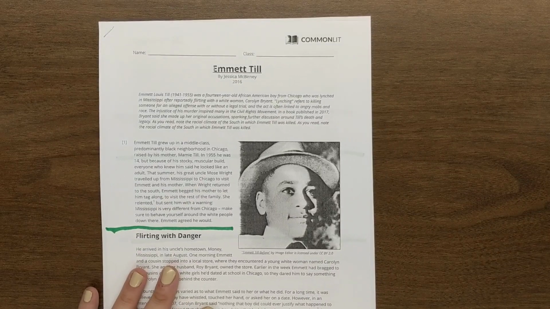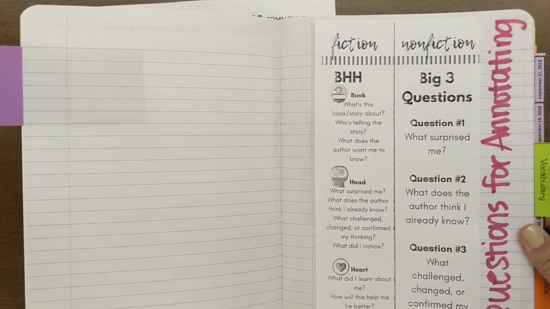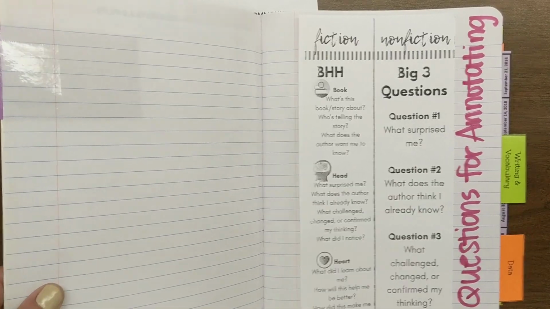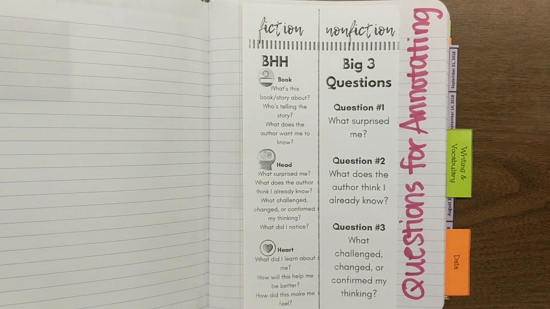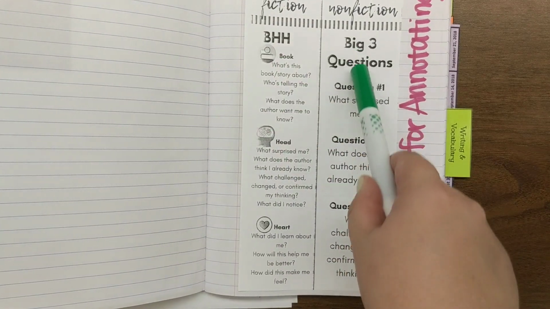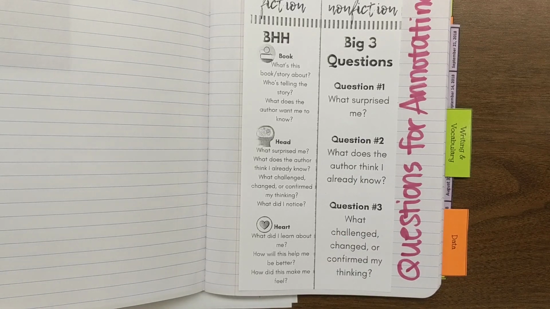Then what you do for annotation is you're going to start reading the text. And at the same time, you're also going to pull up your questions for annotating. On questions for annotating, you're going to use the questions that fit whichever genre you're working with. So you're going to have to read your text and figure out, is this fiction or is this nonfiction? Am I reading a story or am I reading something that's true?